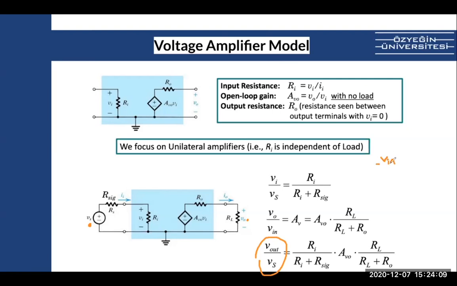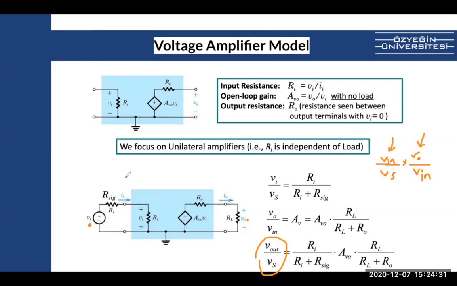V in over Vs times V out over V in will give you V out over Vs, right? But it's easier to find these two terms. So let's first do that.